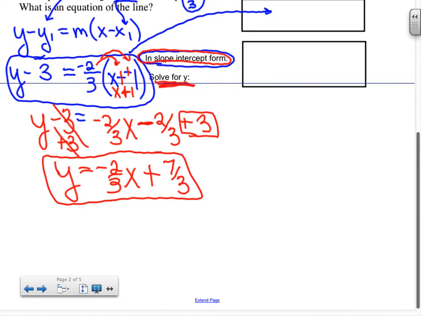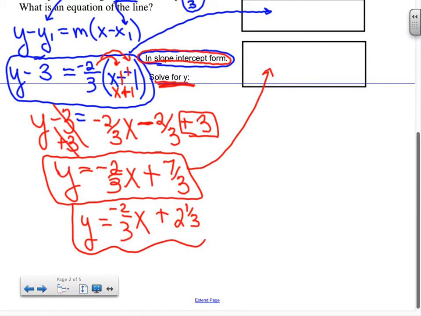Okay. Now, if you don't like my 7/3, and by the way, that would go in this box. That's the answer. If you don't like the 7/3, you could say 2 1/3. There. If you like that answer better, go with that answer. If you like decimals, 2 1/3 is really 2.33 repeating. Okay? So you can do that too.